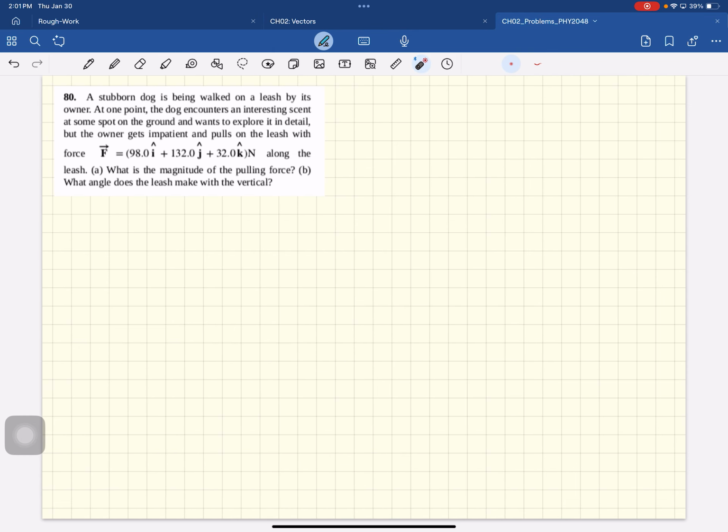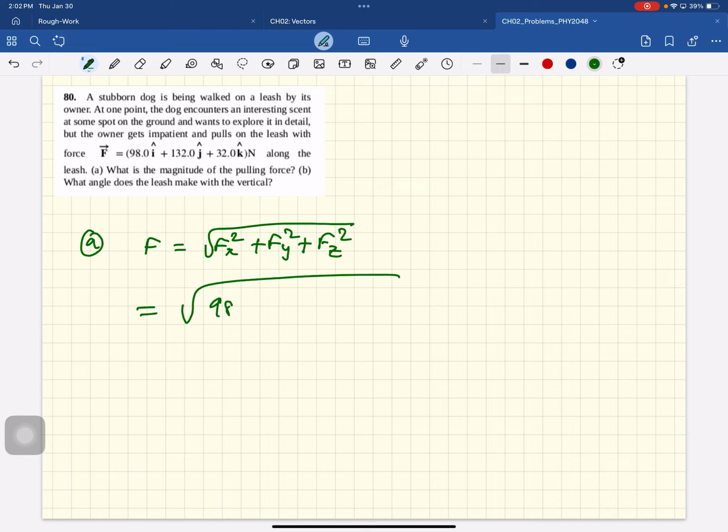All right, so in this problem, here is the force. A dog is being walked on a leash by its owner. This is the force that's applied to the leash. What is the magnitude of the pulling force? So the magnitude of this force is, of course, square root of Fx squared plus Fy squared plus Fz squared, 98 squared plus 132 squared plus 32 squared. And you guys can calculate that.